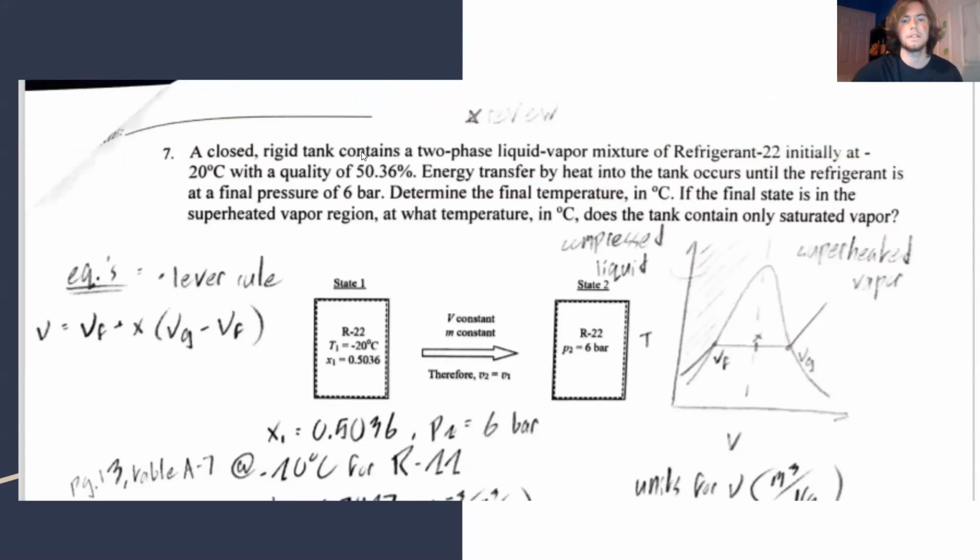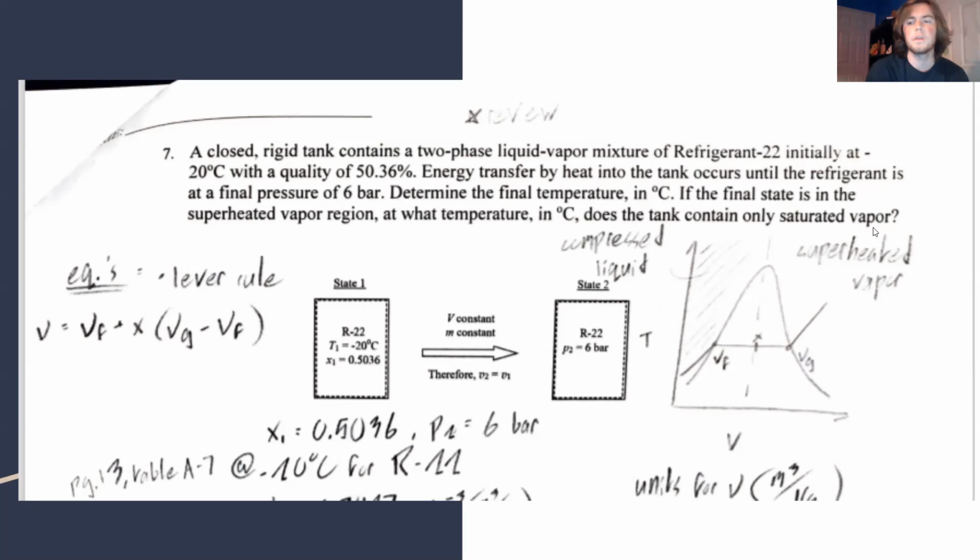We have a closed rigid tank containing a two-phase liquid vapor mixture of refrigerant 22, initially at 20 degrees Celsius with a quality of 50.36%. Energy transfer by heat into the tank occurs until the refrigerant is at a final pressure of 6 bar. Determine the final temperature in degrees Celsius. That's the first question. The second question is, if the final state is in the superheated vapor region, at what temperature in degrees Celsius does the tank contain only saturated vapor?